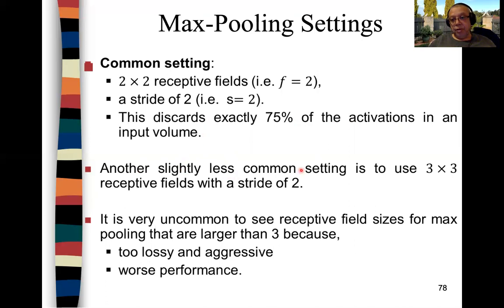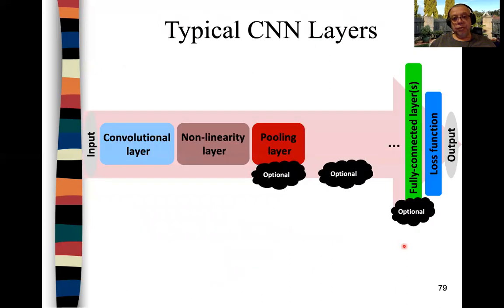Another slightly less common setting is to use 3 by 3 receptive fields, or a pooling filter of size 3 by 3 with a stride of 2. It is very uncommon to see receptive field sizes for max pooling that are larger than 3, because that would be too lossy and aggressive. It won't give you a good performance.